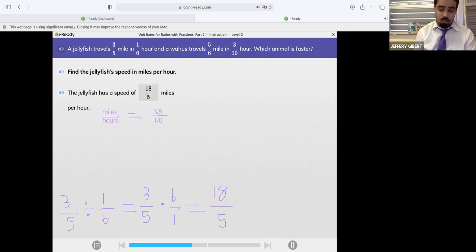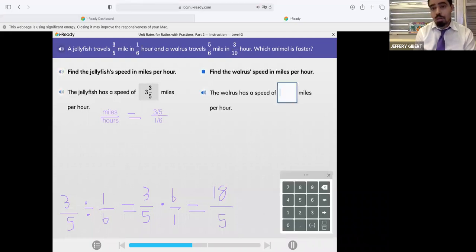So now you got to help us with the second part of the problem. That's right. You can also think about the jellyfish's speed as 3 3/5 miles per hour. Find the walrus's speed in miles per hour.